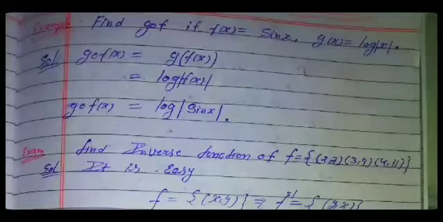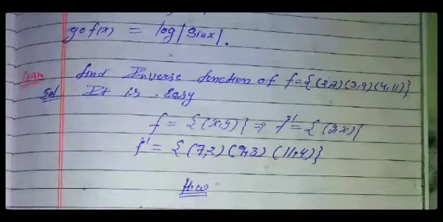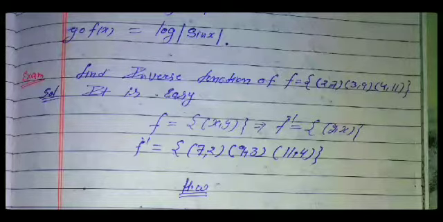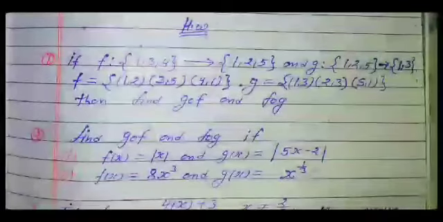Equal to log mod sin x, that is the GOF. And next example, find the inverse function of the pair element function f is equal to {(2,7), (3,9), (4,1)}. It is easy to show that f inverse is equal to {(7,2), (9,3), (11,4)}. Now you complete this work in your register.